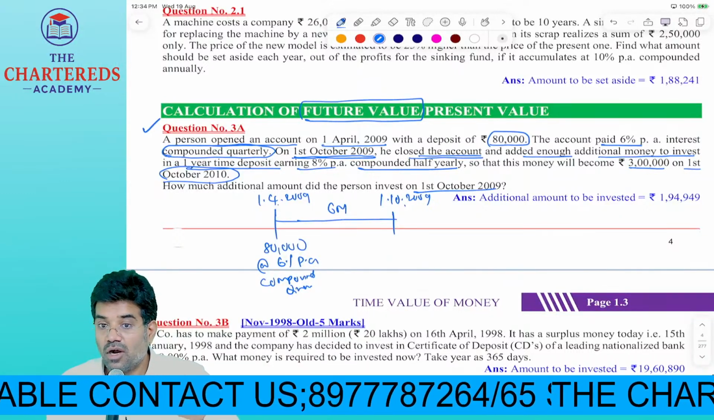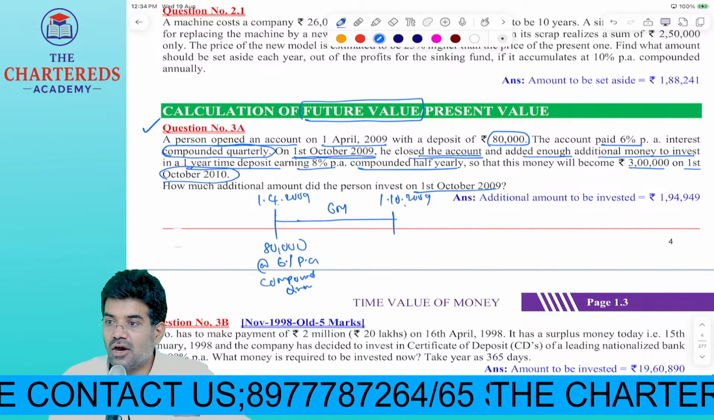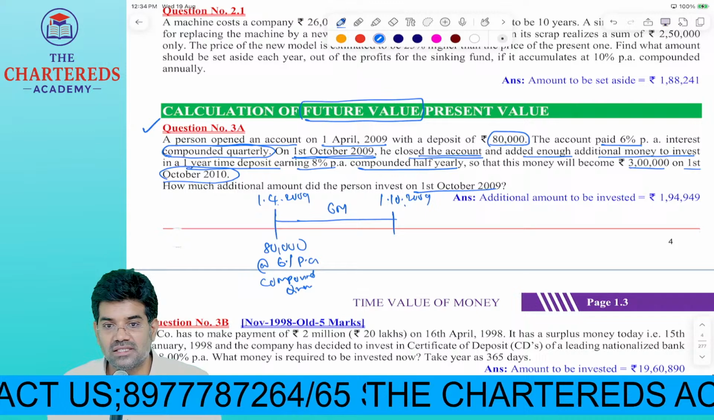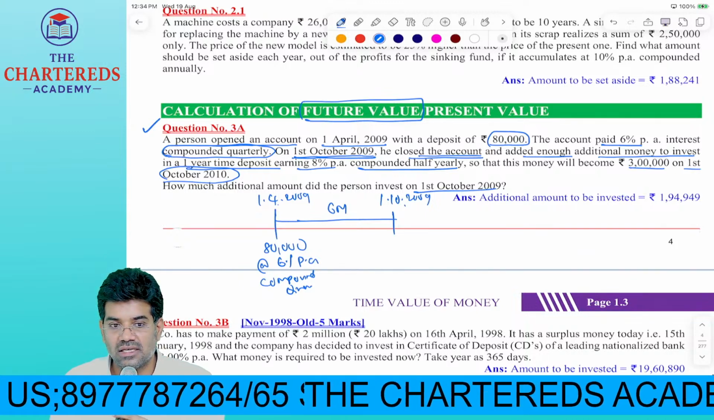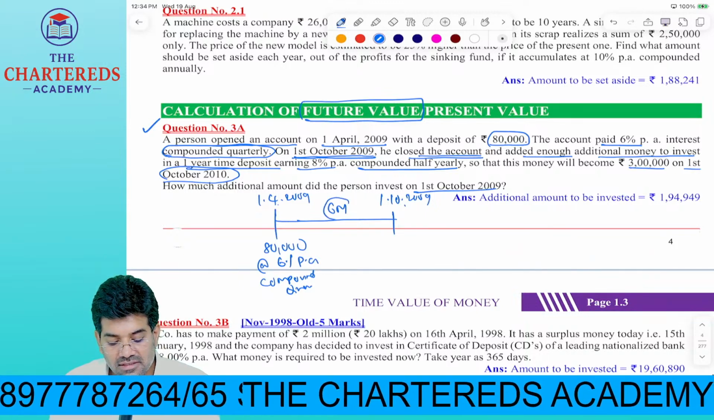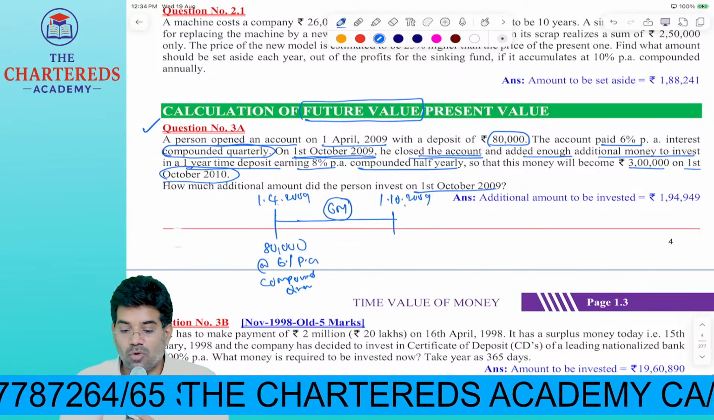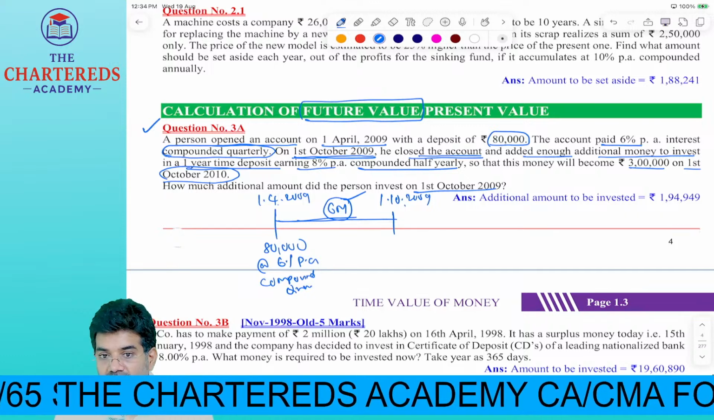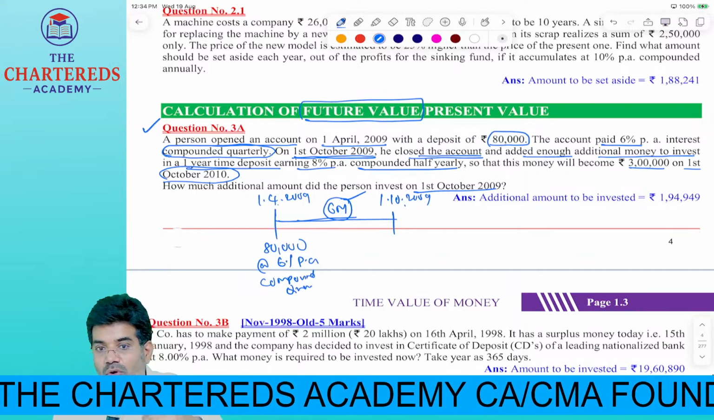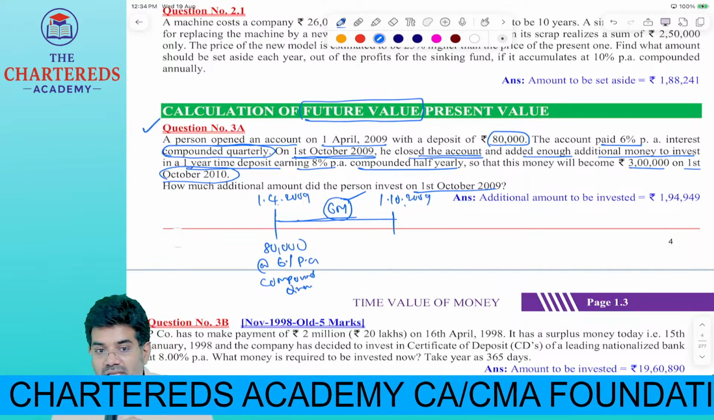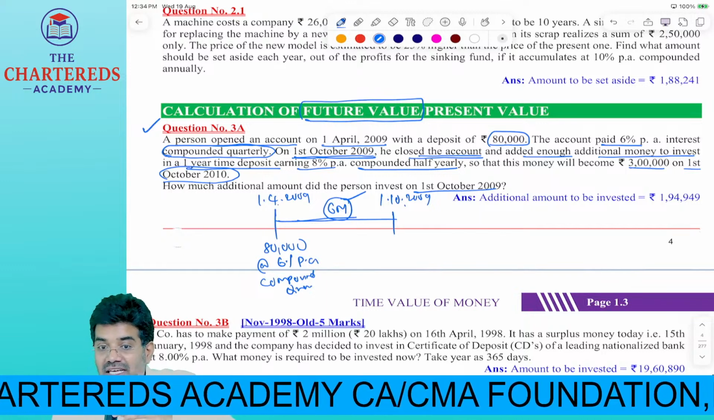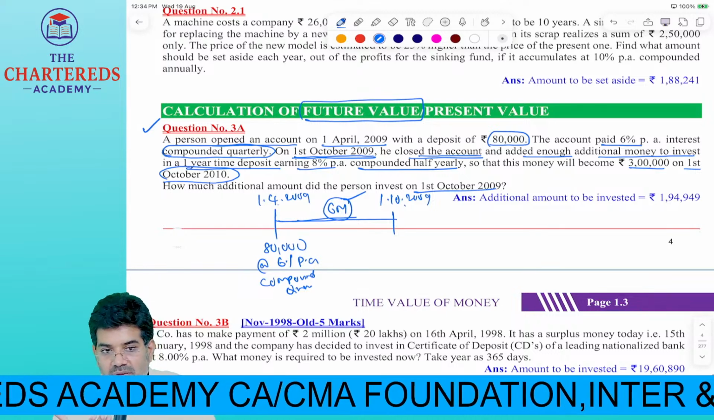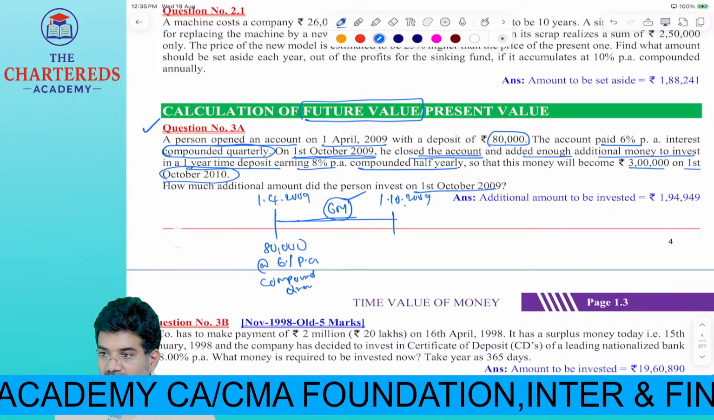ఇప్పుడు చెప్పండి, ఇది క్వార్టర్లీ కాంపౌండింగ్ కదా. క్వార్టర్లీ కాంపౌండింగ్ లో 1 period is equal to how many months? 3 months. And what is our investment period? చాలా జాగ్రత్తగా వినాలి. ఎన్ని months? 6 months. And what is the period of interest? 3 months. అంటే 6 months లో ఎన్నిసార్లు కాంపౌండింగ్ జరిగింది? 2 times జరిగింది.